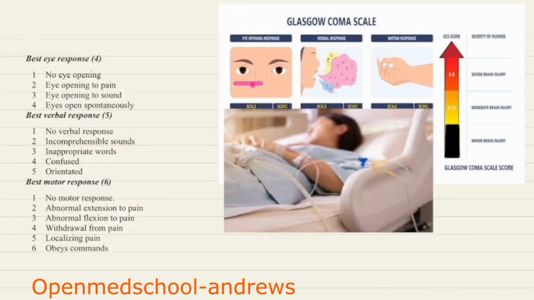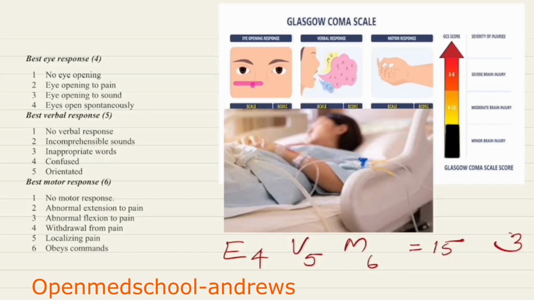So what are the components of the Glasgow Coma Scale? It has three components. One is the best eye response, which has four points. Second is the best verbal response, which has 5 points. And the best motor response has 6 points. So the total will be 15. There is no 0, so the minimum score will be 3 and the maximum score will be 15.